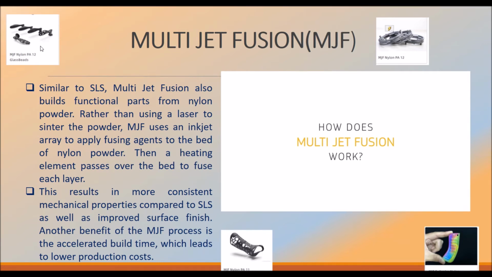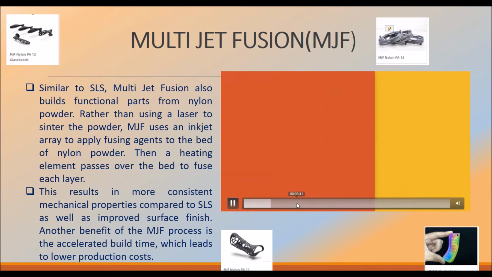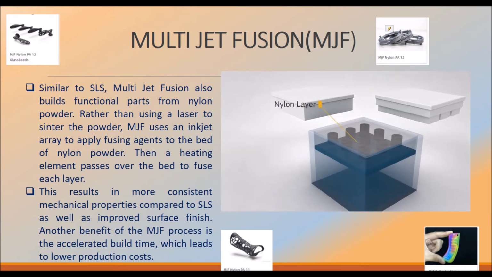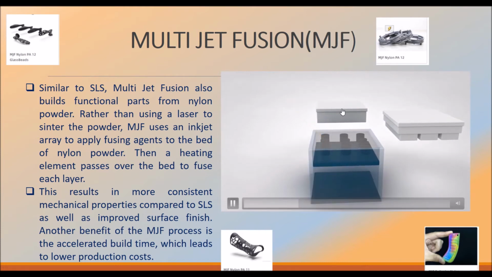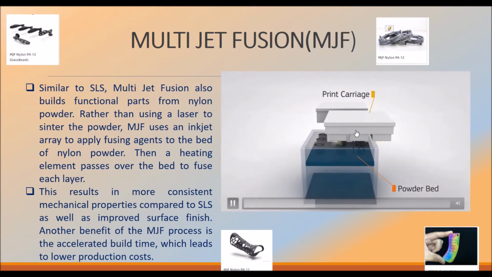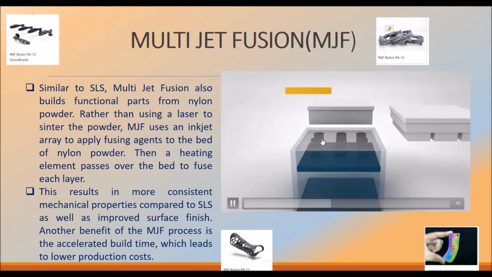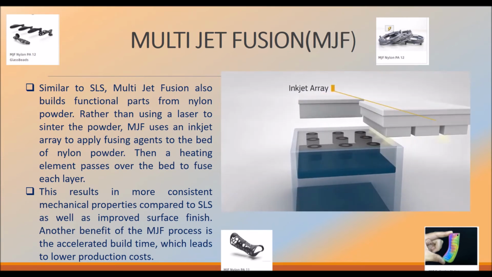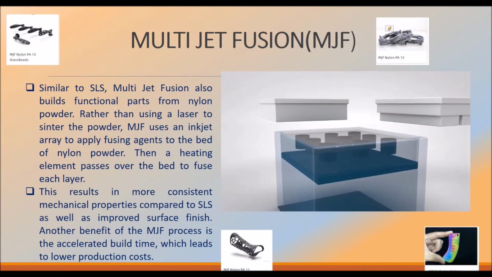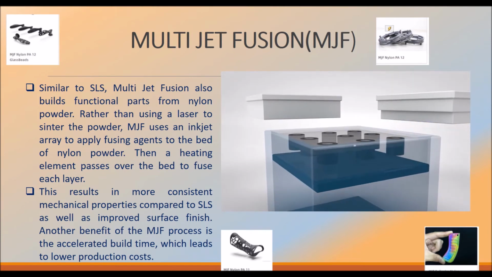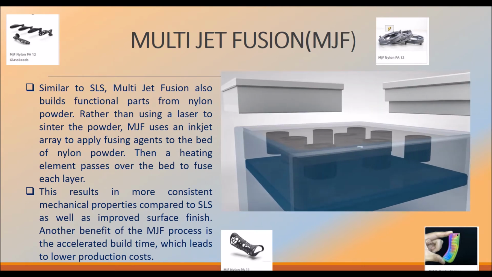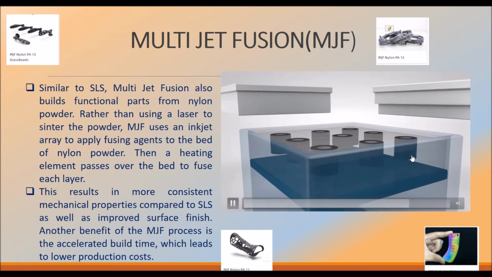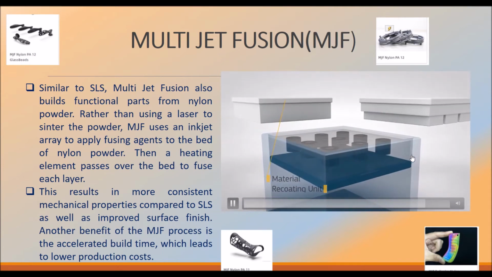So these are some of the products printed by using the MJF. So coming to the GIF regarding the MJF, how does it work? It uses a nylon layer and the print carriage. As the print carriage is moving in the horizontal and vertical direction, the inkjet array will print the material on the bed. So this is how MJF technology works. By using the layer and the inkjet, the material will be coated on the bed.